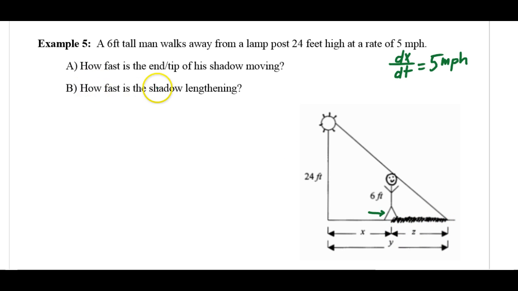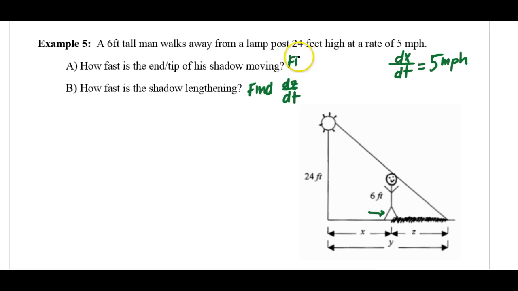So in part B, how fast is the shadow lengthening? We're asking in part B to find dz/dt. So that's what part B is asking. Find how fast the shadow is lengthening, the shadow being z. But that's different than part A that's asking how fast is the end or the tip of the shadow moving. The end or the tip of the shadow is actually dy/dt, where y is this entire length. So from the base of the lamppost all the way to the very end or the tip of the shadow, we call that length y. So how fast is that moving? We would call that dy/dt.